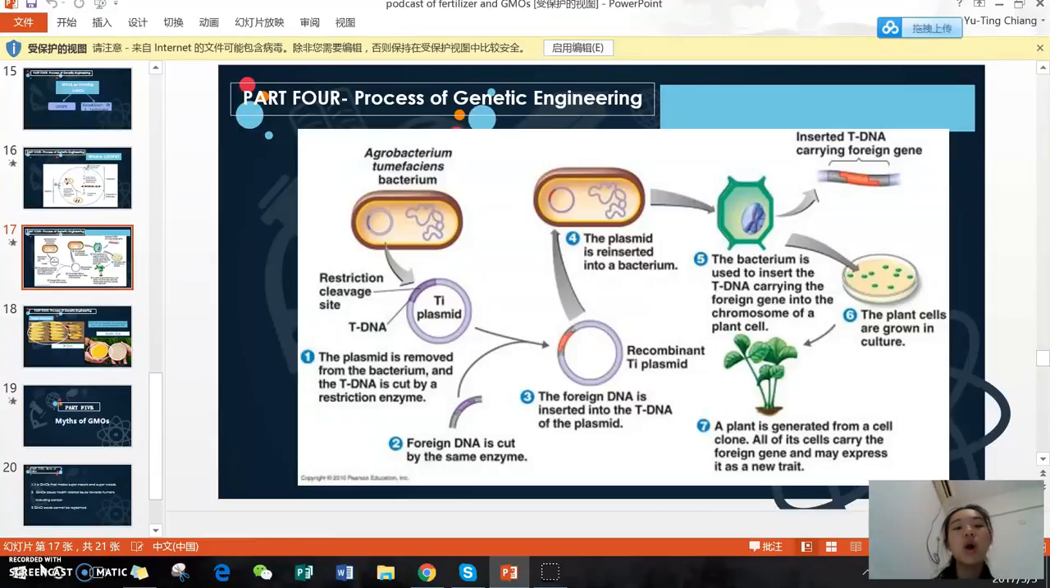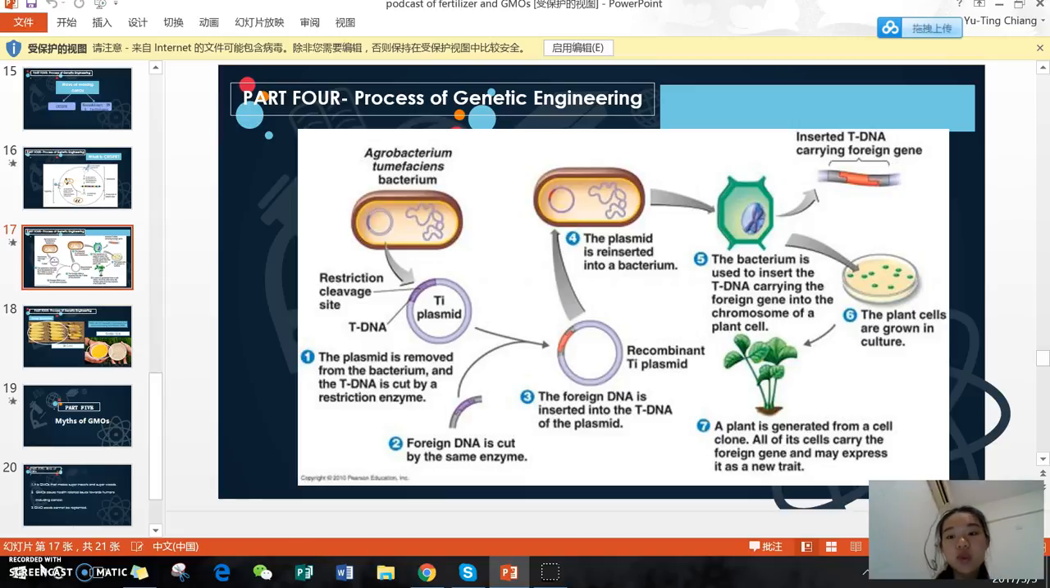First of all, scientists will find a DNA, which is a plasmid, that they desire to put in, and they remove the bacterium, and the tDNA is cut by a restriction enzyme. And the foreign DNA is cut by the same enzyme. Then the foreign DNA is inserted into the tDNA of the plasmid, which we can see in the third step as recombinant T plasmid. The orange part is the foreign DNA being inserted.